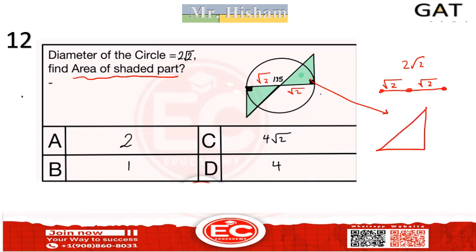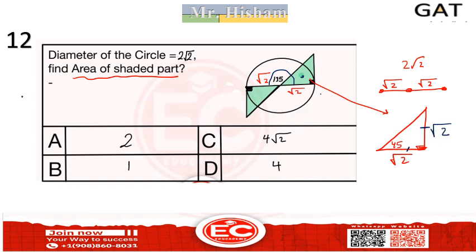This side is root 2, and this angle is 45. Why is that? Because this angle is 180, so 180 minus 135 is 45. So this side is equal to that side. So this is root 2.